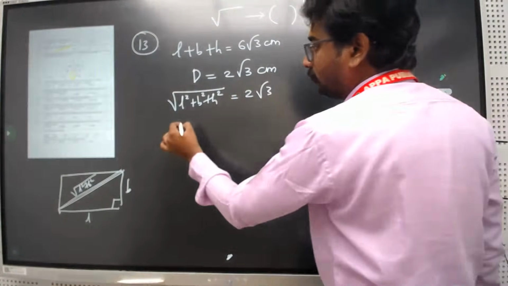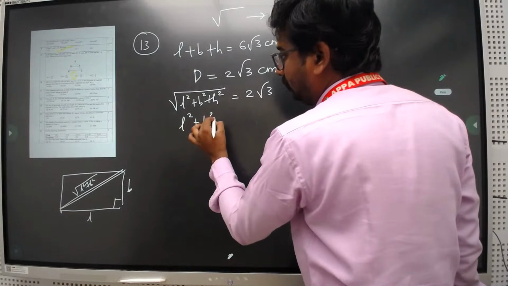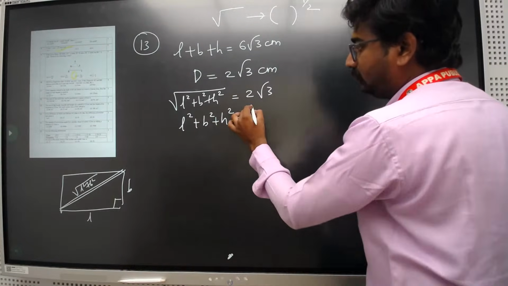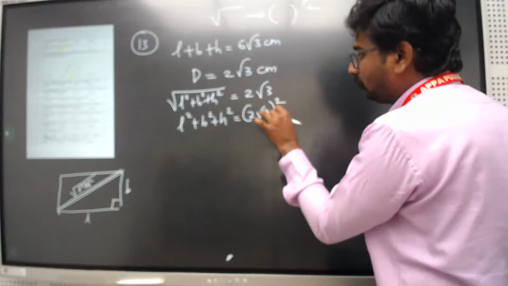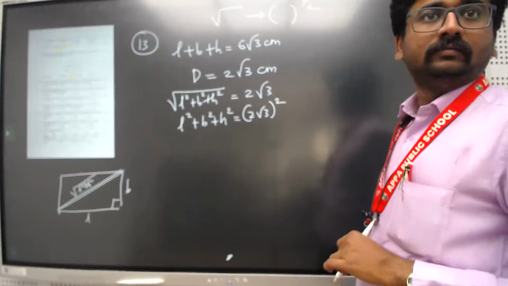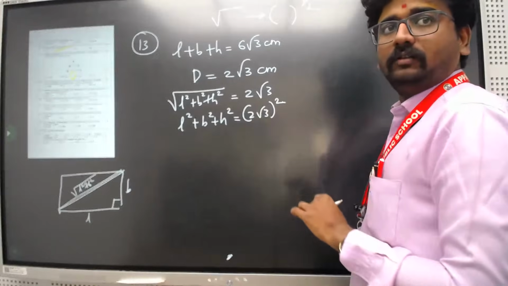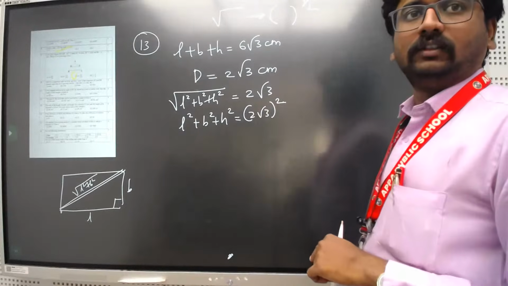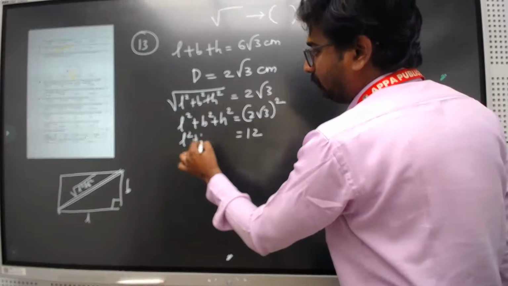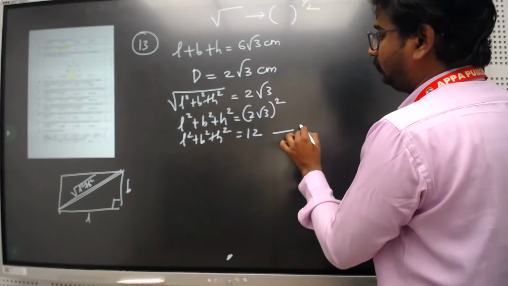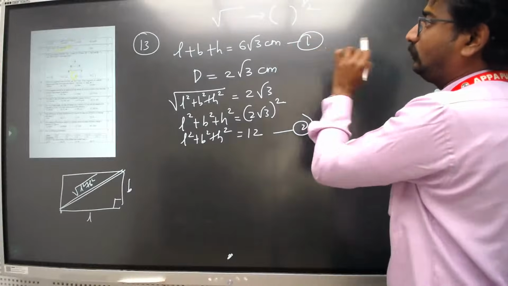So when you square on both sides, it is L square plus B square plus H square is equal to 2 root 3 whole square. In a hurry, don't cancel 2 and root 3, because the square should be applied to both the terms. 2 square is 4, 3s are 12. So L square plus B square plus H square is 12. This is equation 2, and this is equation 1.